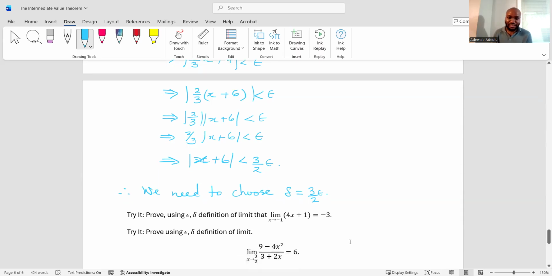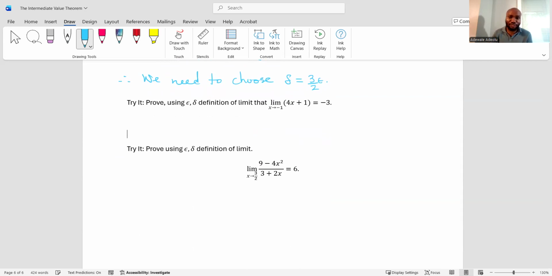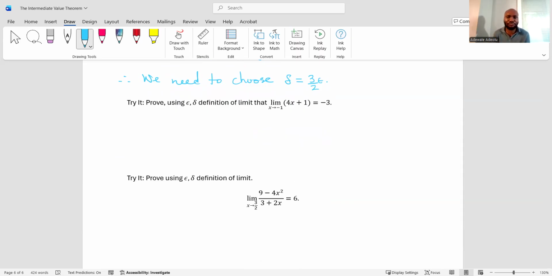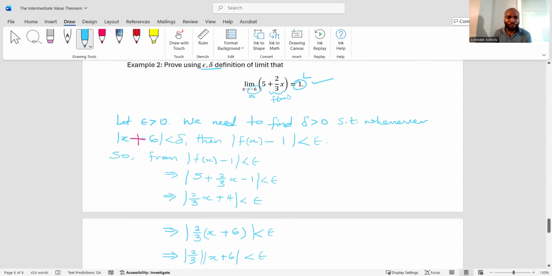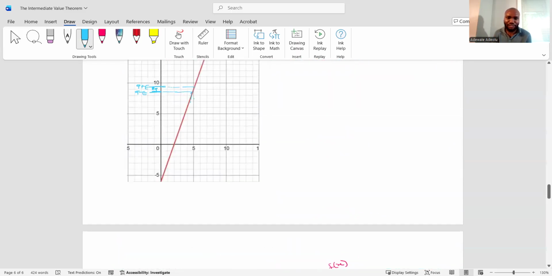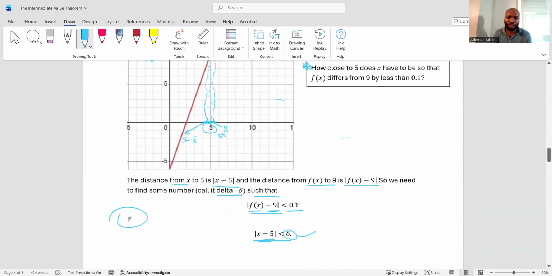So that is what I want to teach on using precise definition of limit to prove the limit of a function. So you should go ahead and solve these two problems, and I hope you will find it easy to work with. So do not forget the epsilon delta definition of limit. So now you know the formal definition of limit.